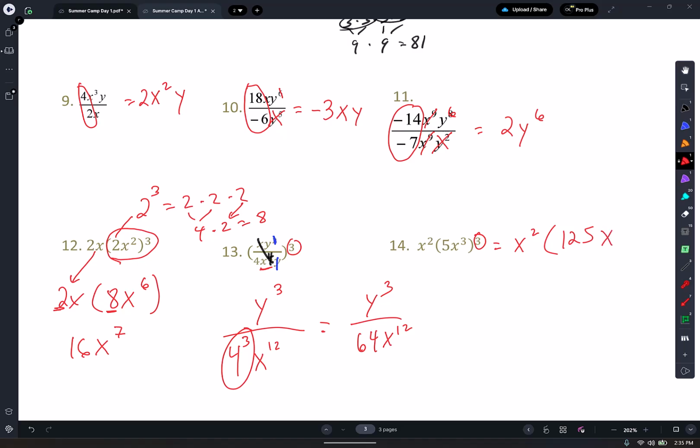X cubed raised to the third power. That's x to the 9. Now I have x squared on the left, and I have x to the 9th on the right. When I multiply those two, I'm going to have how many x's? 11. So there it is. That's my final answer, guys.